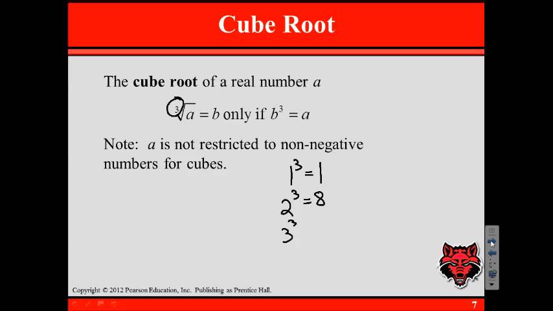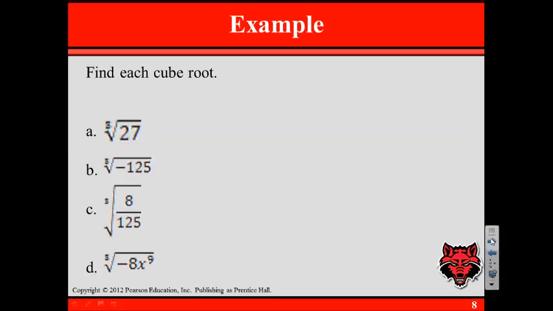2 cubed is 8, 3 cubed is 27, 4 cubed is 64, 5 cubed is 125. We could keep going. That should be enough to start working most of the problems. Sometimes you might find numbers that are higher than 125, but for the most part this will work. Plus, in the next section we'll have a shortcut. So let's try to find each cube root.